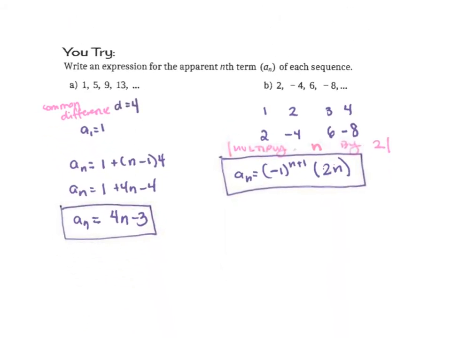So for the first example, I noticed a common difference of 4, and your first term is 1, so we plugged it in. And so we noticed that the formula you would get is a sub n equals 4n minus 3. And then you plug it in to see if that works, and it is true.